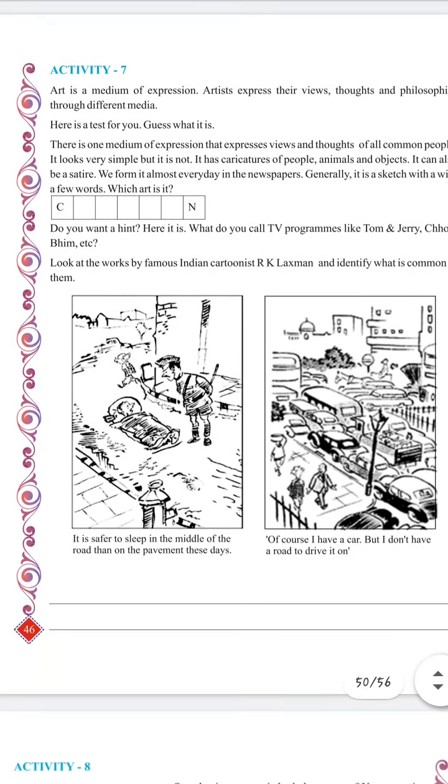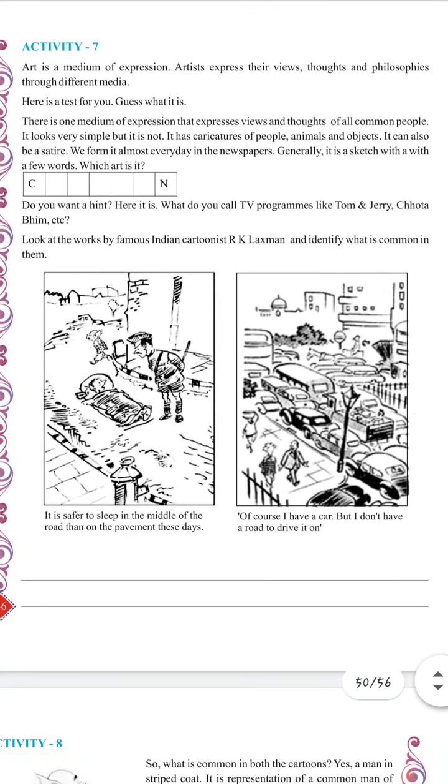Let us continue with activity number 7. Here we have been given the exact definition of art. Let us see what it is. Art is a medium of expression. Artists express their views, thoughts, and philosophies through different media. Here it is a test given to you, and you have to guess what it is. There is one medium of expression that expresses views and thoughts of all common people. It looks very simple, but it is not.